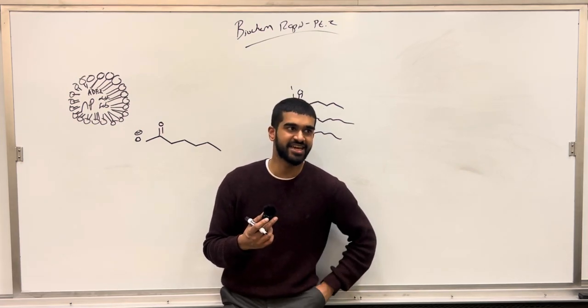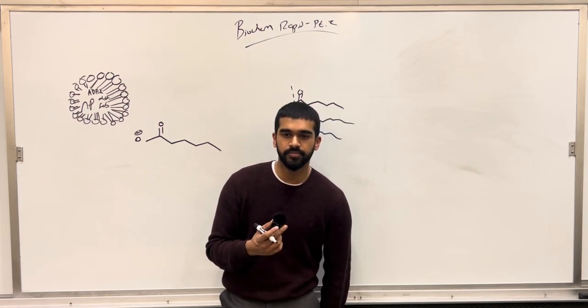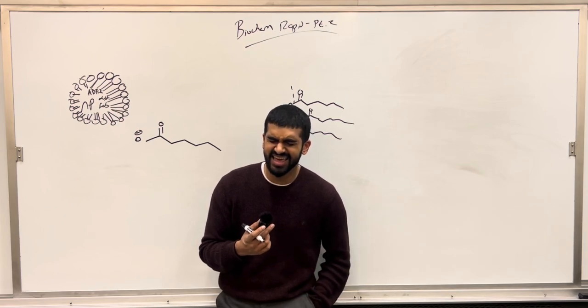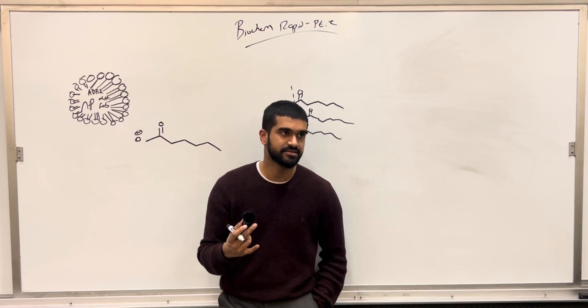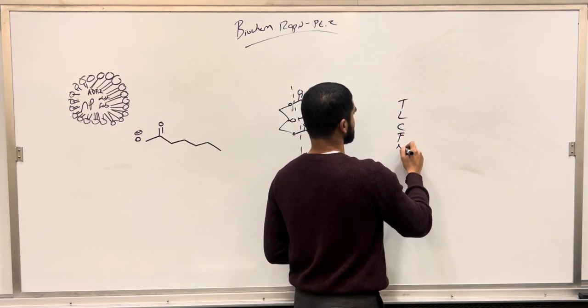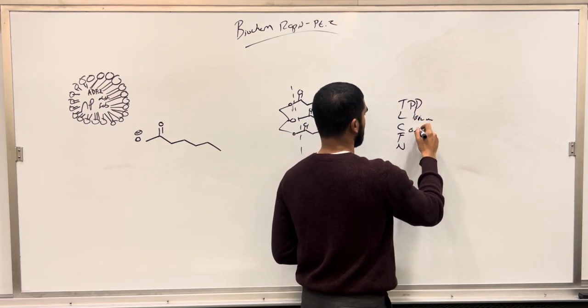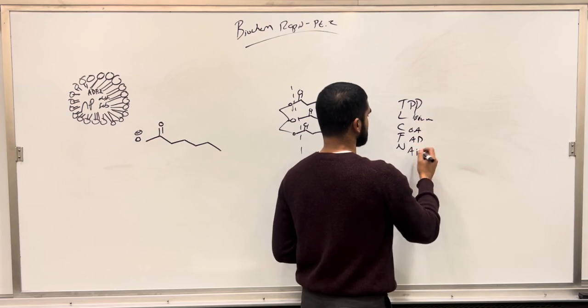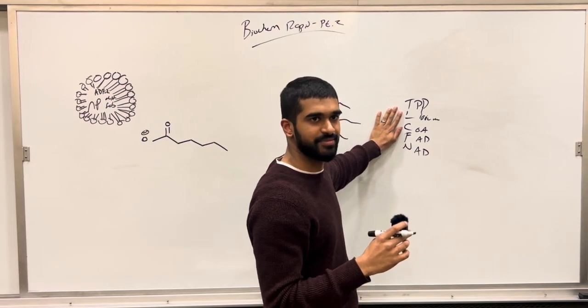It's called tender love and care for Nancy. So it's TPP, lipoic acid, niacin, so B3, and care, CoA, and then for Nancy is FAD and NAD. Yeah, so it's like that. So it's like tender love and care for Nancy. So TPP, lipoic acid, CoA, FAD, NAD. And the enzymes that use these are, am I okay?